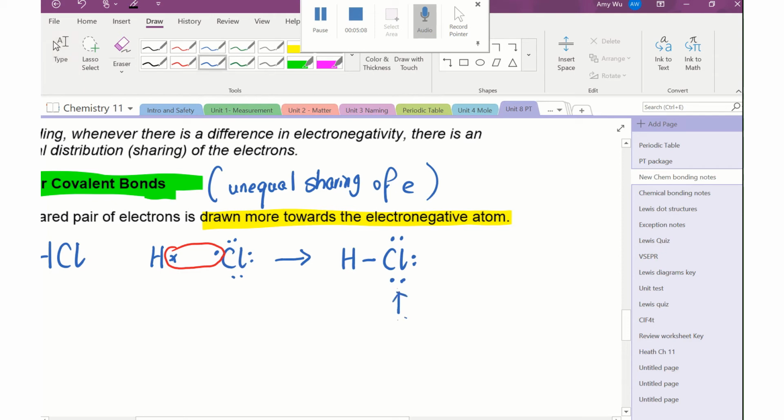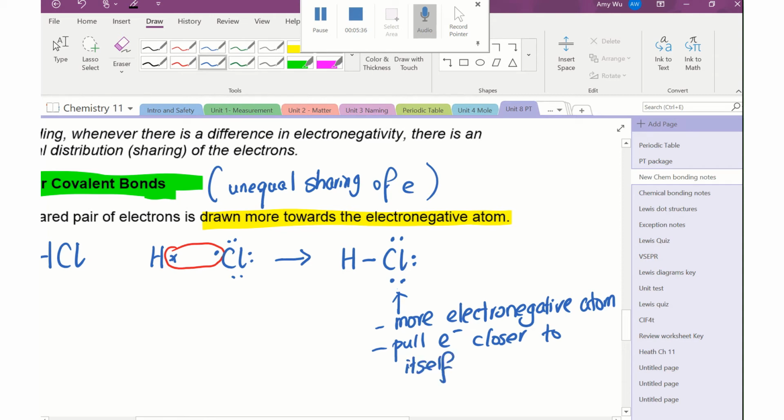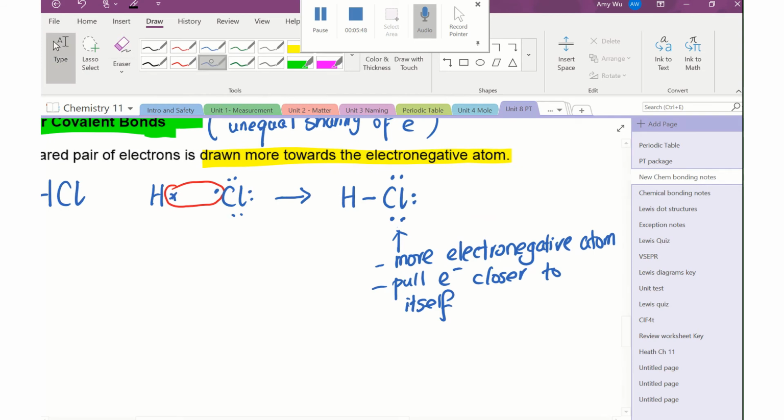So this is a more electronegative atom, which means it's more greedy for electrons. So it tends to pull electrons closer to itself. You can think of this as a tug of war. They are tugging this pair of electrons, but chlorine is stronger, it's greedier, so it tugs that pair of electrons closer to itself. There are some different ways that I can draw this. This is a single bond, so this pair of electrons is tugging closer, spending more time with chlorine.